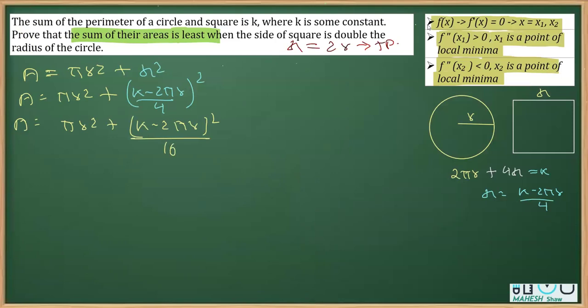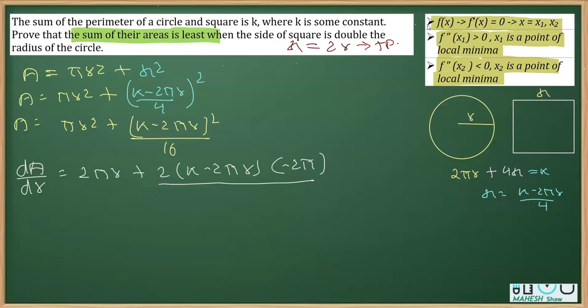Now it's in one variable. Now I'm going to find its derivative. So clearly we'll be differentiating with respect to r. So dA by dr: differentiation of this is 2 pi r. Here 16 is a coefficient. So differentiation of this will be 2 times (k minus 2 pi r), and by chain rule we are going to get minus 2 pi from here. So I'll write minus 2 pi, all over 16, being a constant.